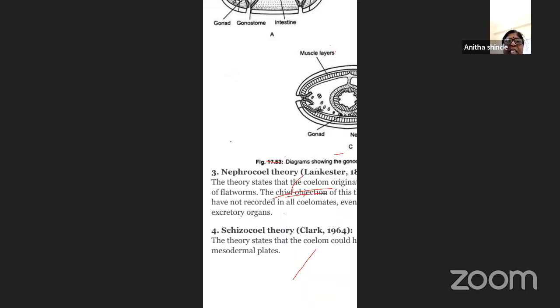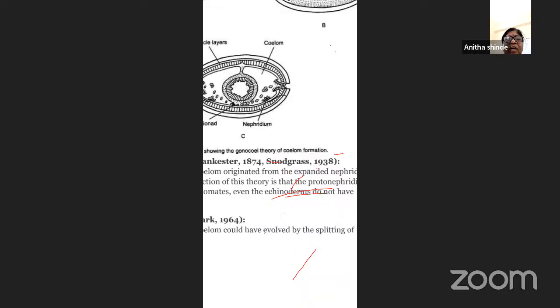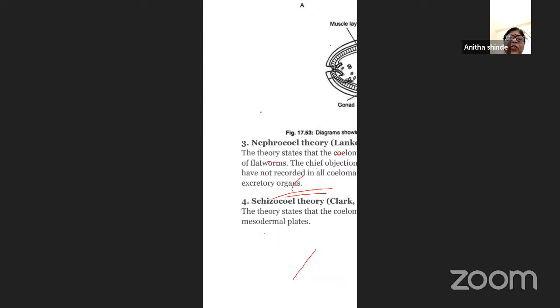Then lastly, the schizocoel theory. They say that the coelom could have evolved by the splitting of the mesodermal plates. According to the schizocoel theory, it originates from the mesodermal plates. So these are the four theories regarding the origin of the coelom.